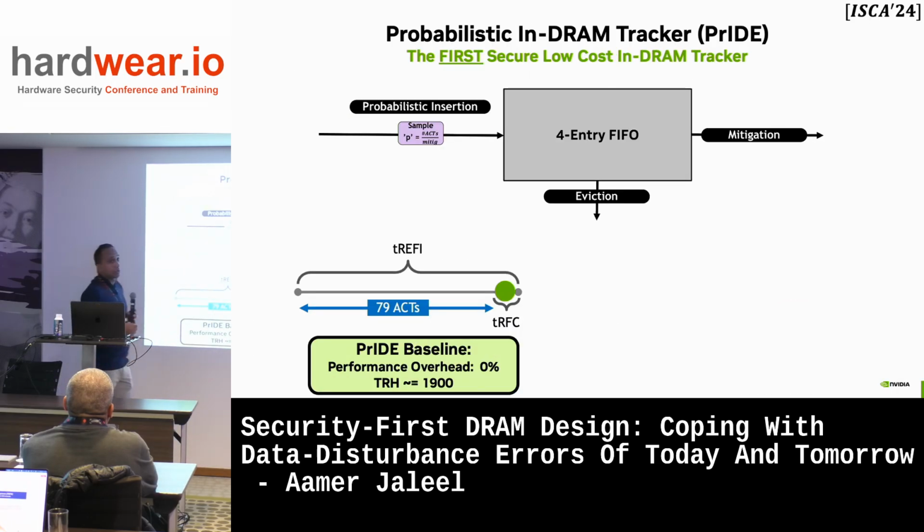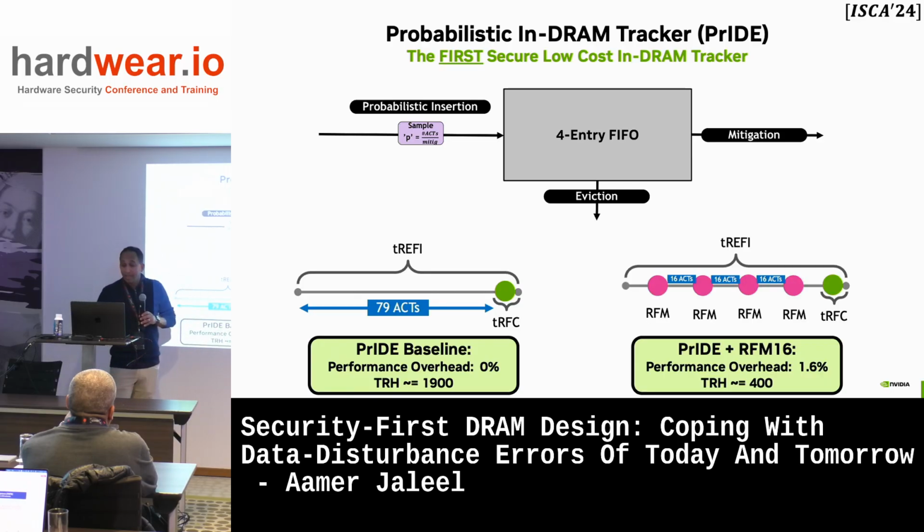This is a design that we call Pride, which we presented at ISCA, where this is the first secure, low-cost in-DRAM tracker with bounded failure rate. We can support a RowHammer threshold of 1900 with 0 performance overhead, if we just do 1 mitigation per TREF-E. We can scale up the mitigation rate by using DRAM's RFM feature, by increasing the refresh frequency.